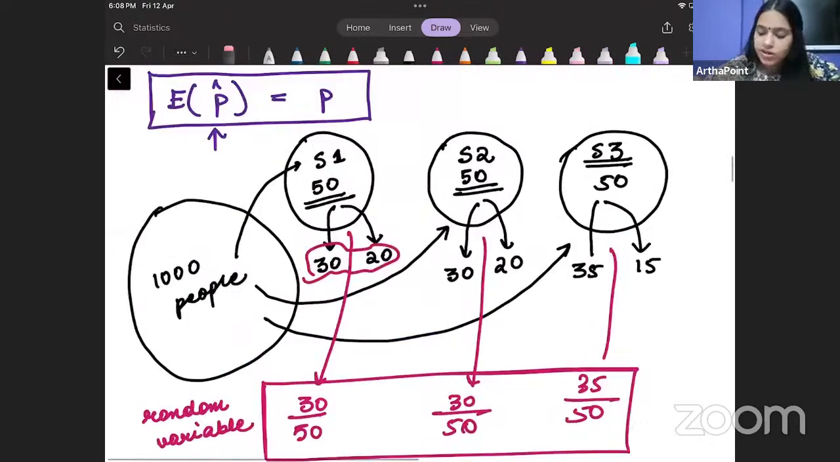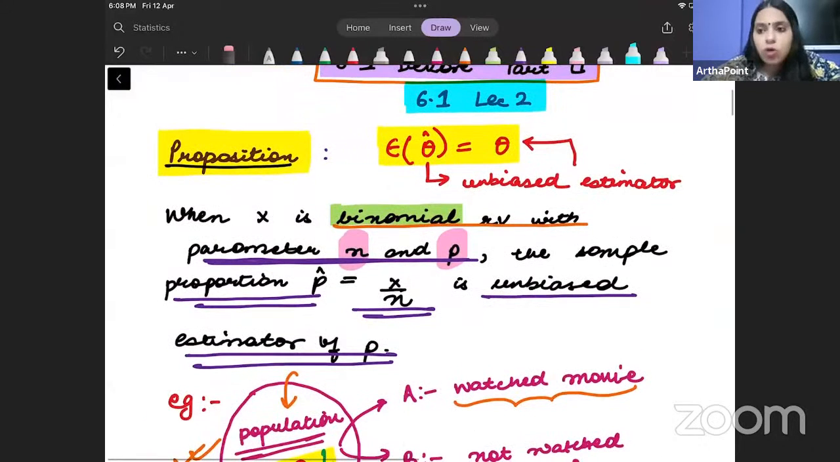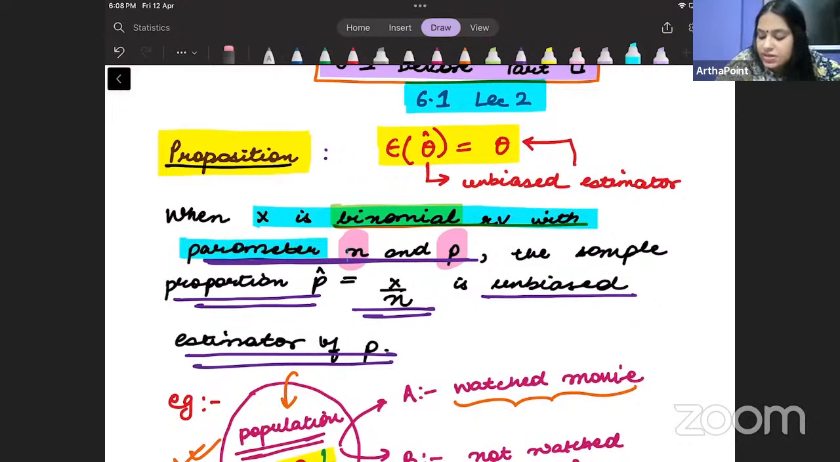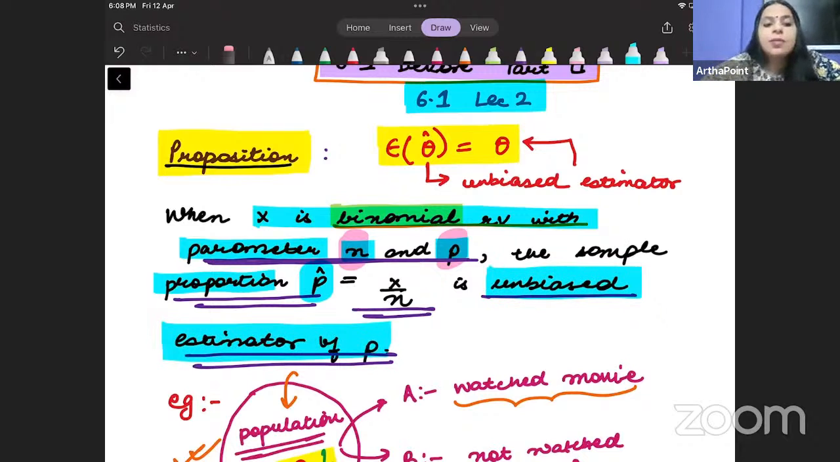So what is our proposition? Let's go back. Our proposition is that X is a binomial random variable. Its parameters are N and P. And we are saying that I have created a sample proportion, P hat. If I find the expected value of this sample proportion, I will find that it is an unbiased estimator of P. This is the meaning of this proposition, right?